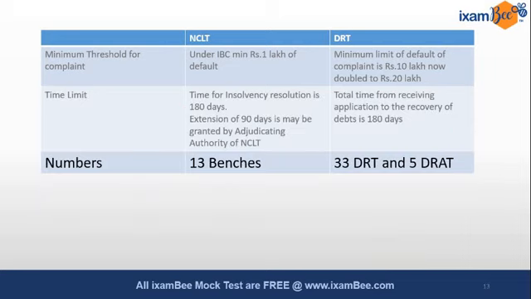And the last difference I am covering is the number of NCLTs. It will give you an idea. So there are 13 benches of NCLT now. Of these, 2 are located in Delhi and others are in Ahmedabad, Allahabad, Bengaluru, Chandigarh, Chennai, Guwahati, Hyderabad, Jaipur, Kochi, Kolkata, Mumbai. You need not remember the places, but it will help you in understanding. And in case of the DRTs, there are 33 DRTs and 5 appellate tribunals.